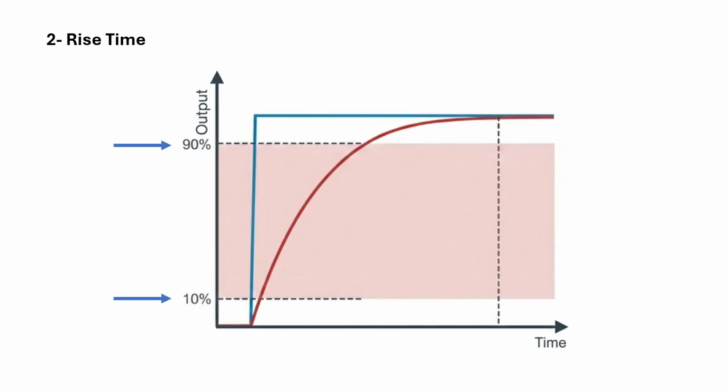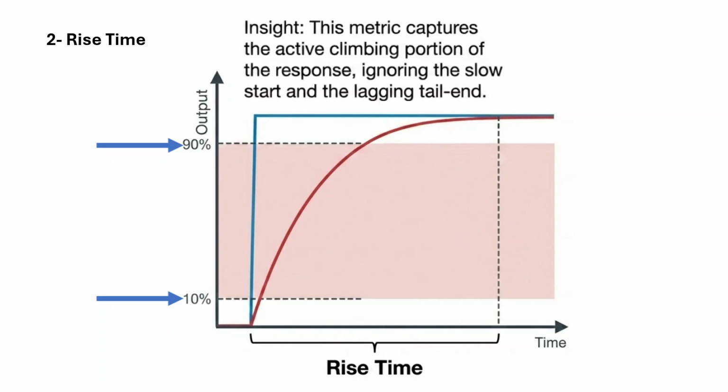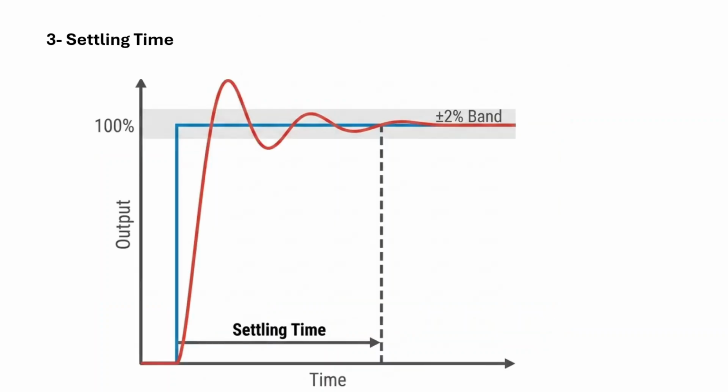The second term is rise time. Rise time is the time it takes for the output to travel from 10% to 90% of the final value. You will actually see those two dashed lines on the graph. That's exactly what they are marking. Rise time is useful because it captures the active climbing portion of the response, ignoring the slow start and the slow tail end. And the third term is settling time.